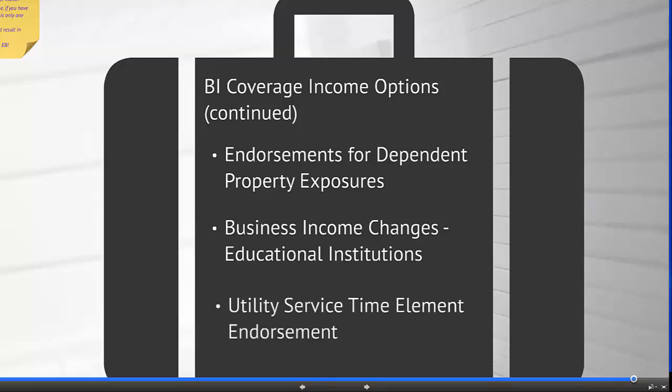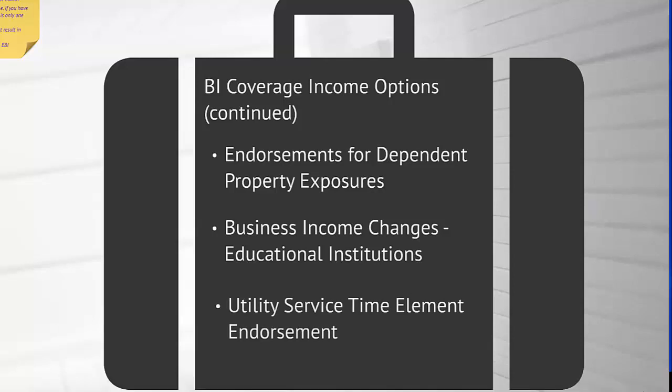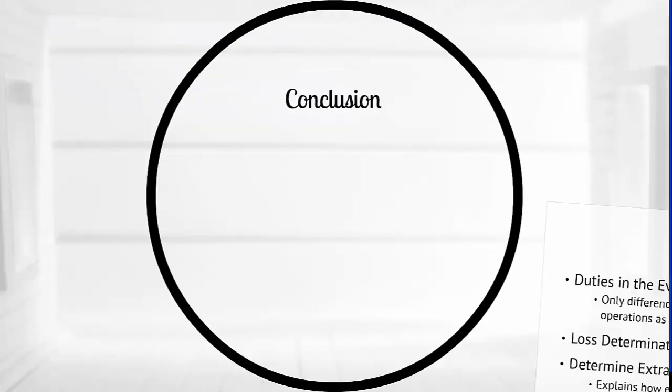And finally, the utility service time element endorsement. This can be added to either of the ISO business income forms or extra expense coverage forms to cover the loss of business income or extra expenses caused by the interruption of utility services, such as water, communications, or power, to the insured premises. Many businesses are highly dependent on water, communications, and power. Therefore, this might be a critical endorsement for most businesses. And that concludes our discussion of business income insurance.